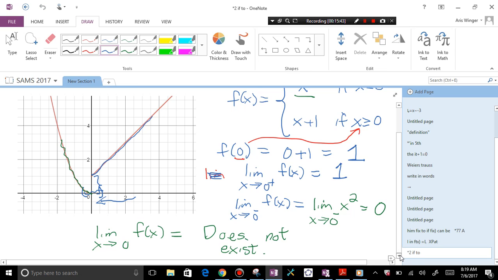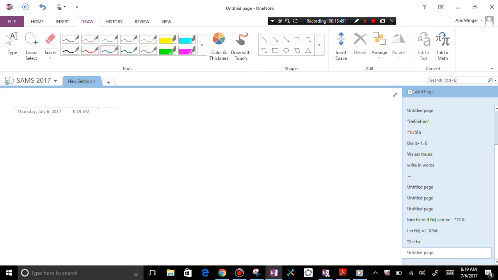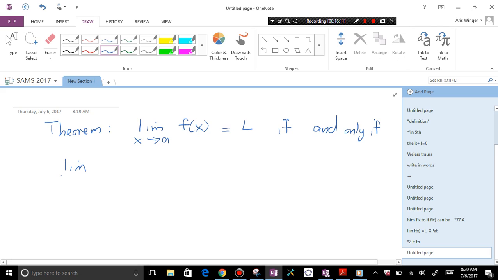And so the theorem that we had last time that we mentioned is an if and only if, and it says that the limit as x goes to a of f of x is equal to L if and only if the limit as x goes to a from the right is equal to the limit as x goes to a from the left, and they both have to equal what? L.